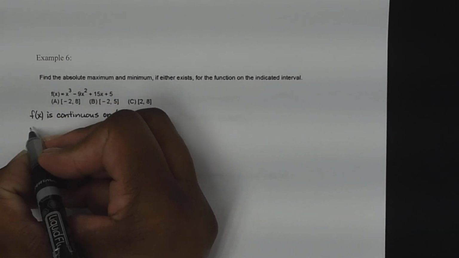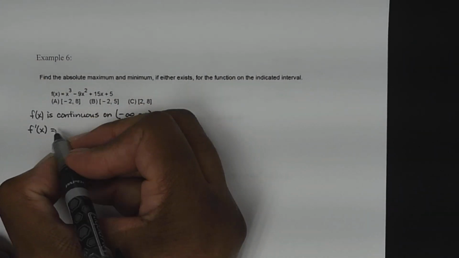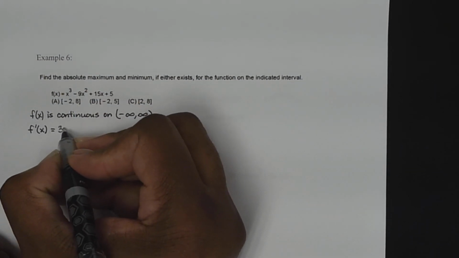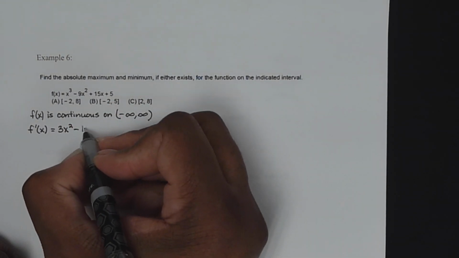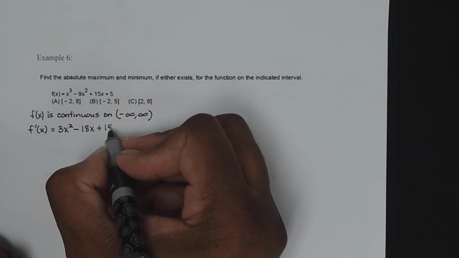Now let's find the derivative to find out what our critical numbers are going to be. So here, f prime of x would be this. The derivative of x cubed is 3x squared, minus the derivative of 9x squared, that would be 18x, plus the derivative of 15x, which is 15. The derivative of 5 is 0. So I have f prime of x equal to 3x squared minus 18x plus 15.